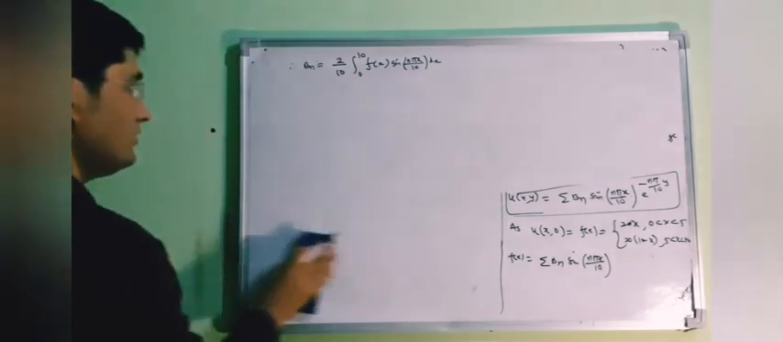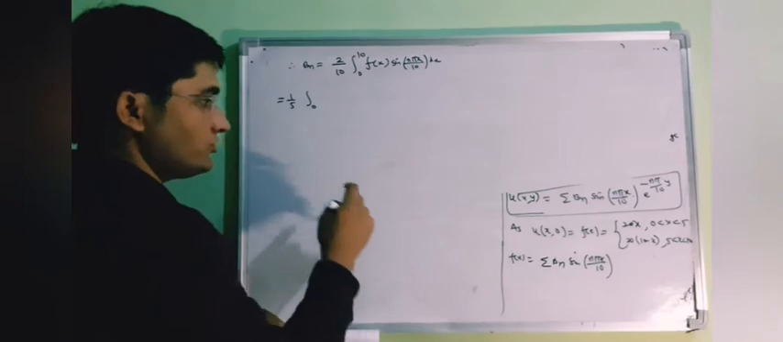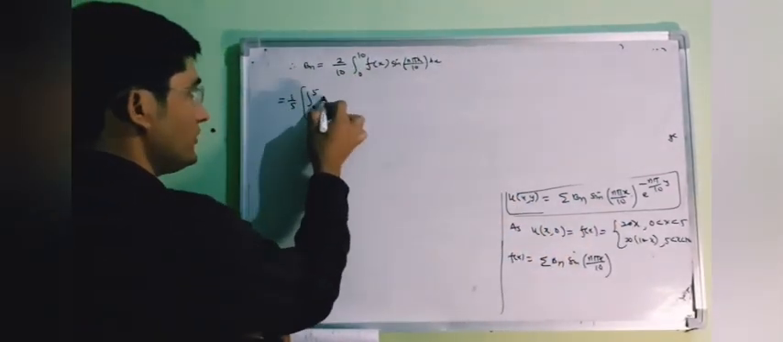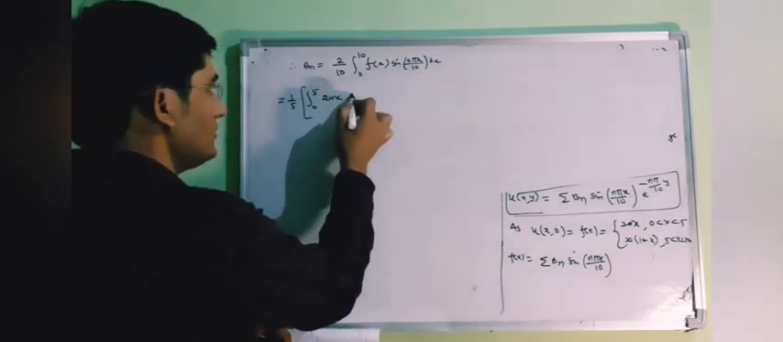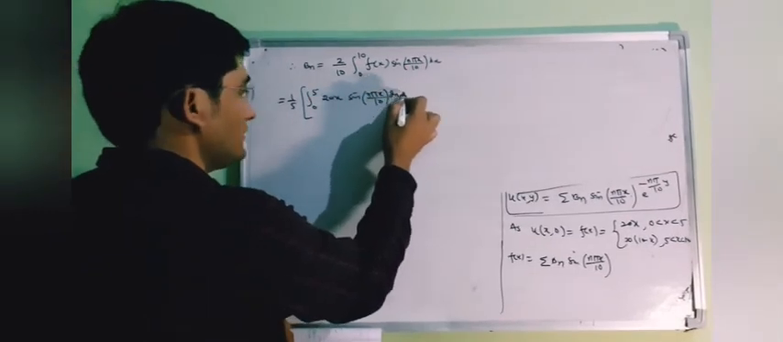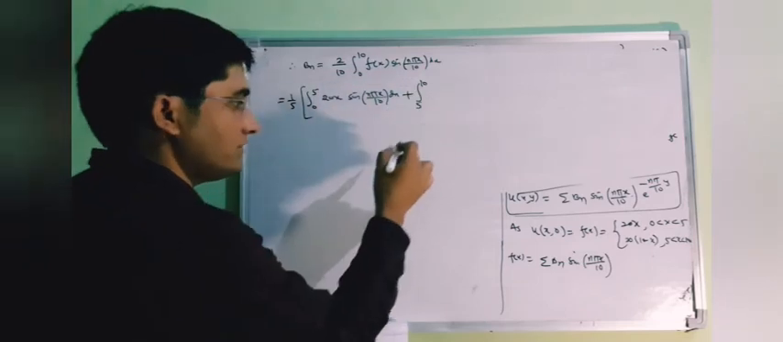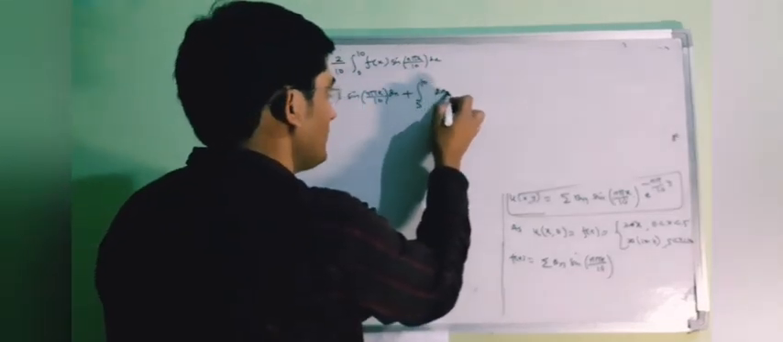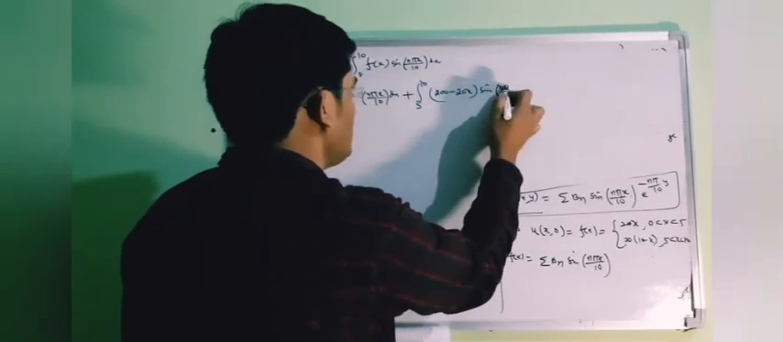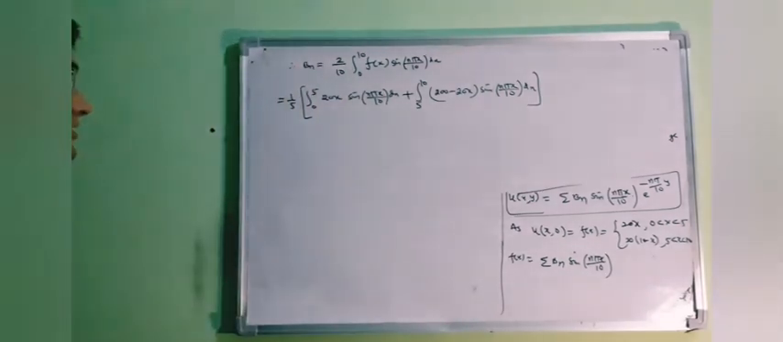Now this will be 1 by 5, then 0 to 10. For 0 to 10, f(x) has two values, one for 0 to 5 which is 20x into sin(nπx/10) dx. Then the second value will be from 5 to 10. In this case our value is 200 minus 20x and then sin(nπx/10) into dx. Now let us integrate this one.